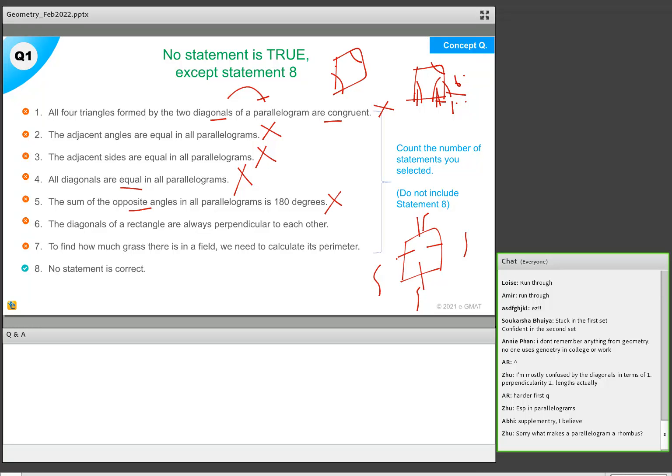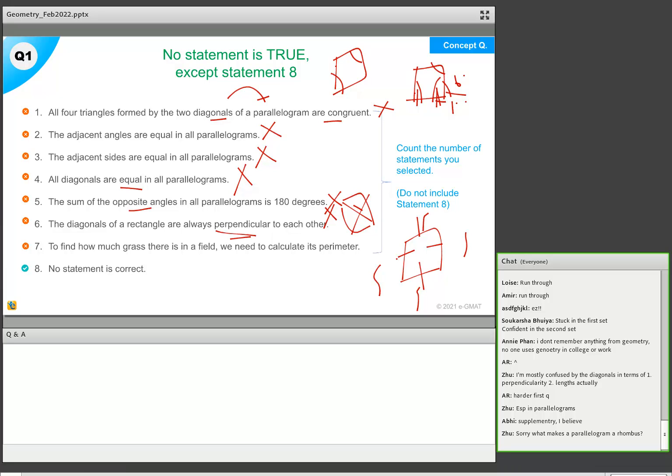Diagonals of a rectangle are always perpendicular to each other. Absolutely not necessary. Only in a square and a rhombus are the diagonals bisecting at right angles. When the diagonals intersect at some point, they intersect at 90 degrees. That happens in the case of a square. That happens in the case of a rhombus, where all the sides are equal. It does not happen with a rectangle. It need not happen with a rectangle, which makes this statement also incorrect.